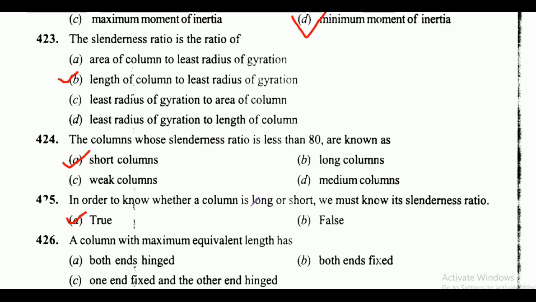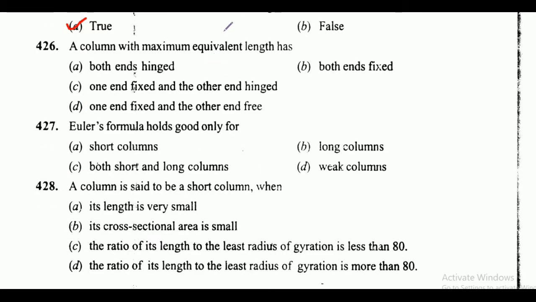Next: a column with maximum equivalent length has, here, friends, these are the options, and here the correct answer is option D, that is one end fixed and other end free. Okay, next: Euler's formula holds good only for, here, friends, these are the options, and here the correct answer is option B, that is long columns.